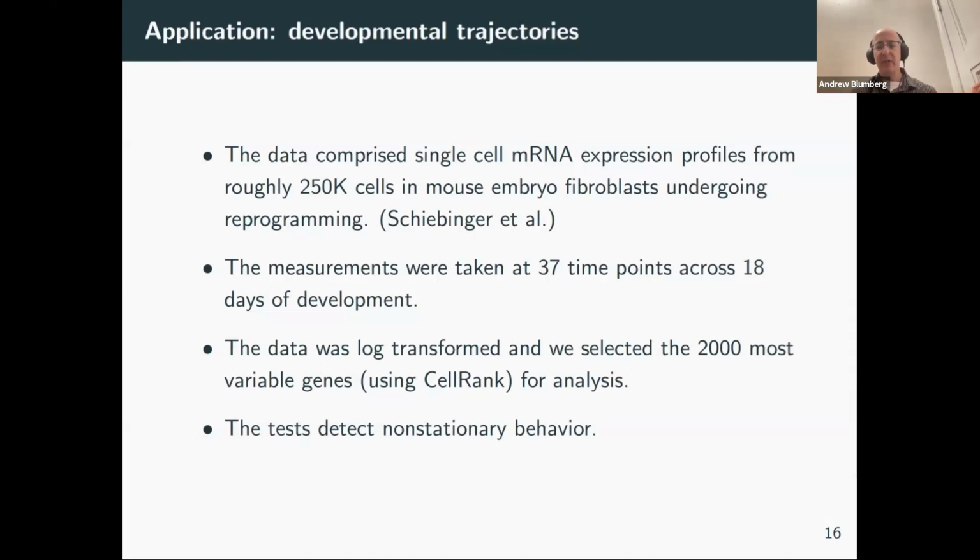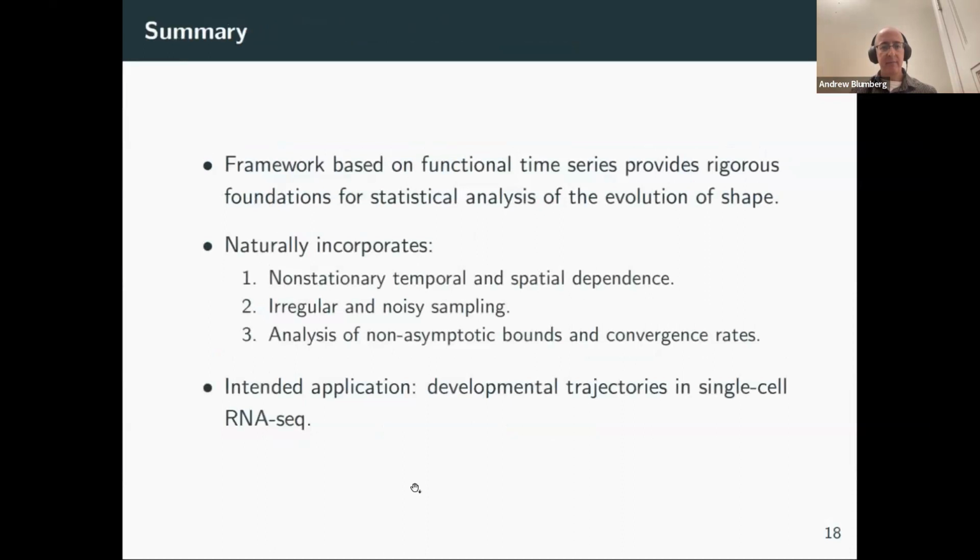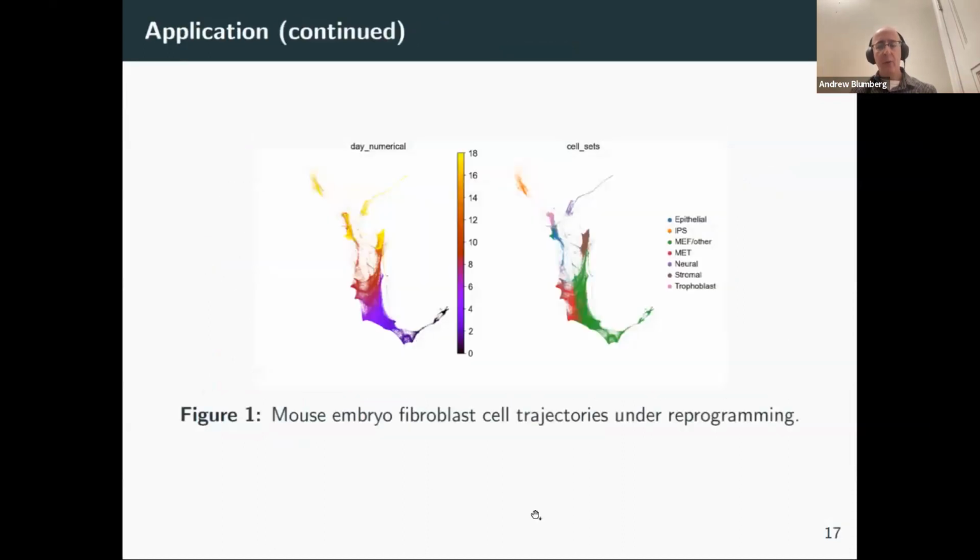Okay, and let me just close by showing you a picture of what this looks like. So, well, maybe I'll wrap up after the picture. But the picture looks like this. So on the left this is colored by time, and on the right, this is colored by cell type. And basically, what you see is sort of everybody starts out green, and then they differentiate. And as they differentiate, they sort of move in genome space, and they get to develop these tendrils.